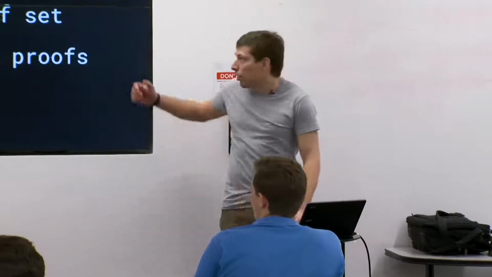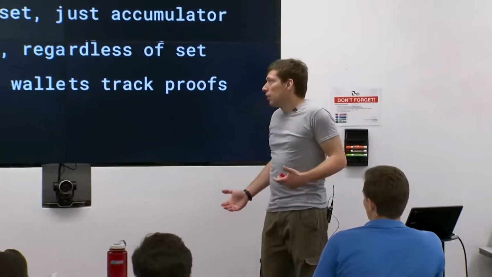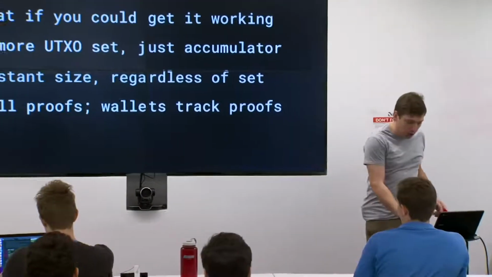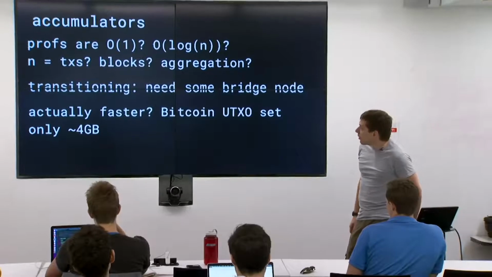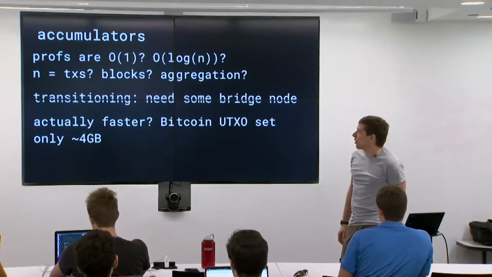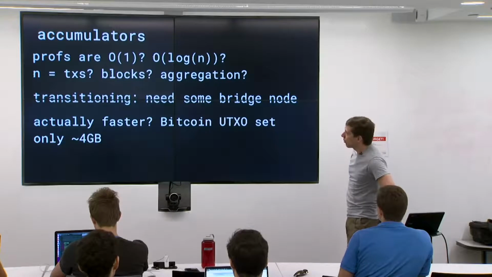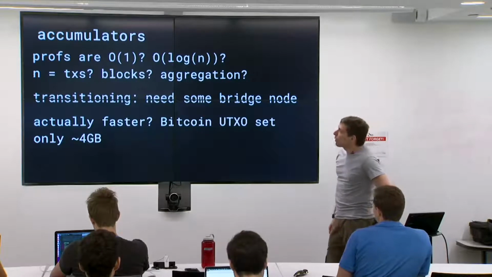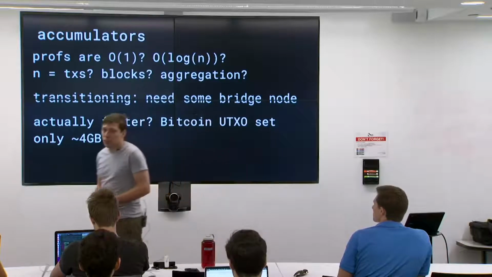So this is really cool. Constant size, the proofs are small. Sometimes the proofs are really small, and then the wallets track the proofs. So some questions. Proofs can be like constant size, or sometimes they're log n. If the proofs are like O of n, then it's like not useful, right? Because you might as well store the UTXO set at that point. Also, what is n? Is it the number of transactions, blocks? Can you aggregate these operations? So there's a bunch of questions there.